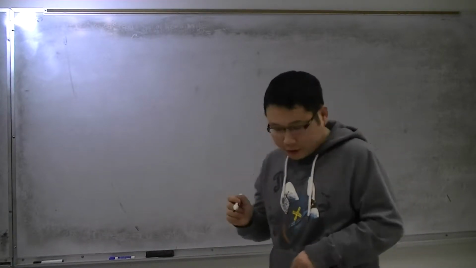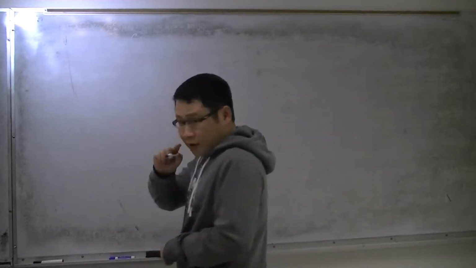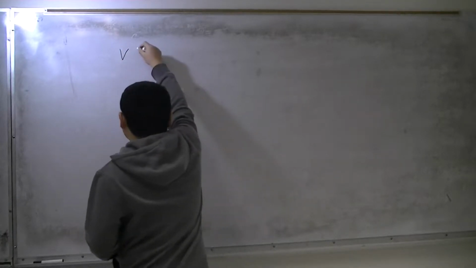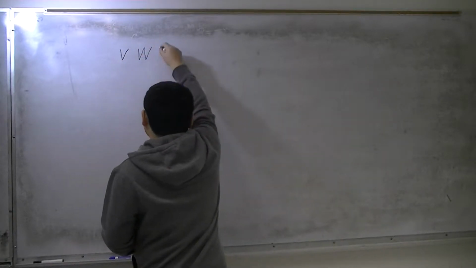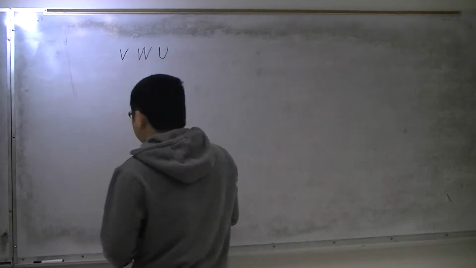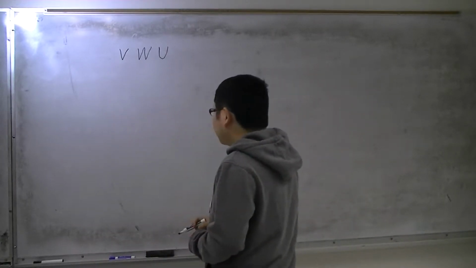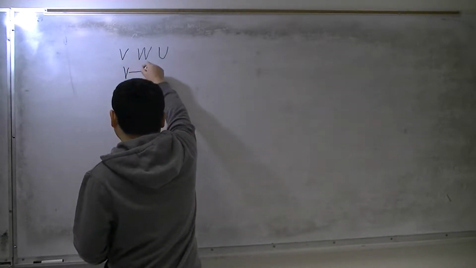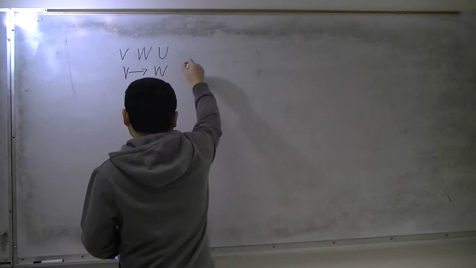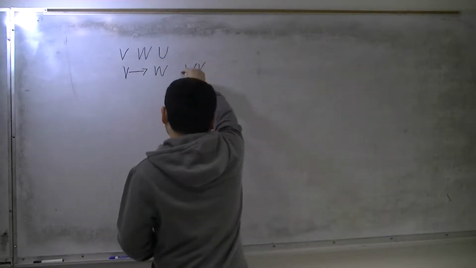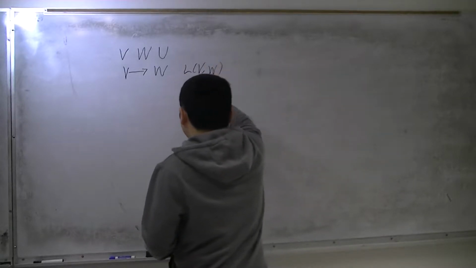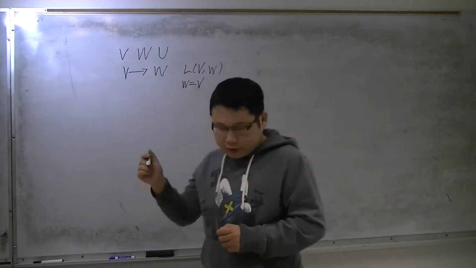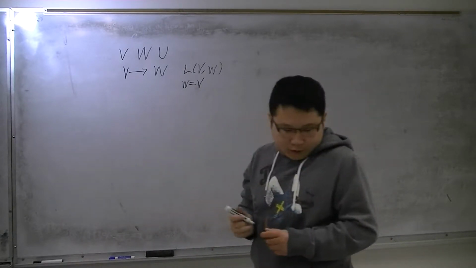Basic concept. The key concept is vector space. I use V, W, U to represent vector spaces, and a linear transform is a map from one vector space, for example V to W. I use this operator to represent it. If W is equal to V, then we call this a linear operator.